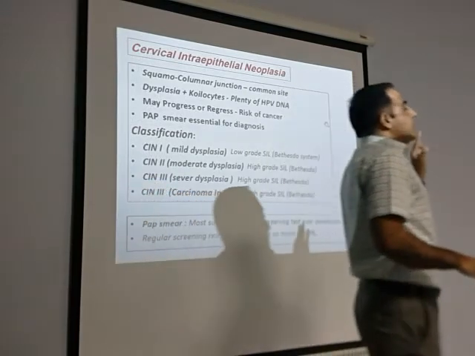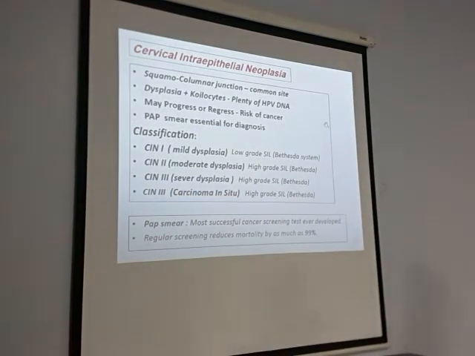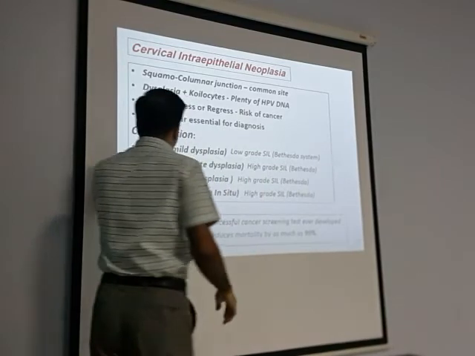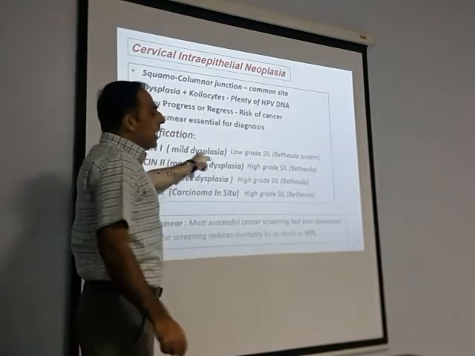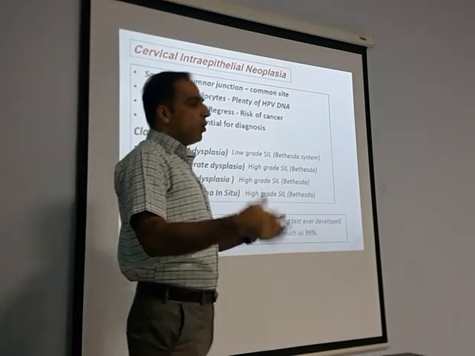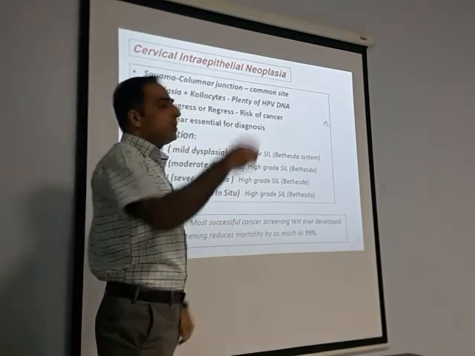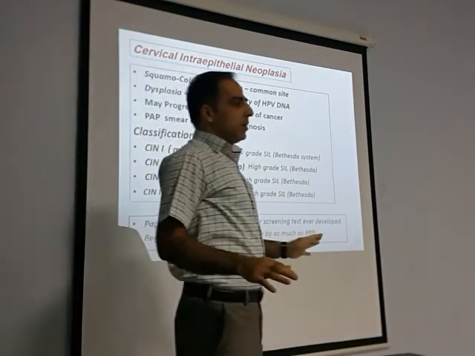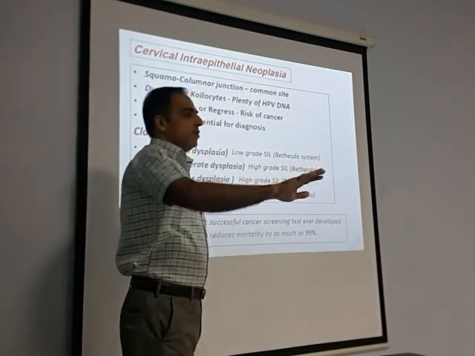Cervical intraepithelial neoplasia means the neoplasia is there, the changes are there, but they are in the cervix itself. They do not cross the basal tissues. Intraepithelial, like in situ. So in CIN1, what changes will you find? You will find mild dysplasia. In 2, it will be moderate. In 3, it will be severe, or full-fledged carcinoma in situ. Clear? Full-fledged carcinoma in situ.